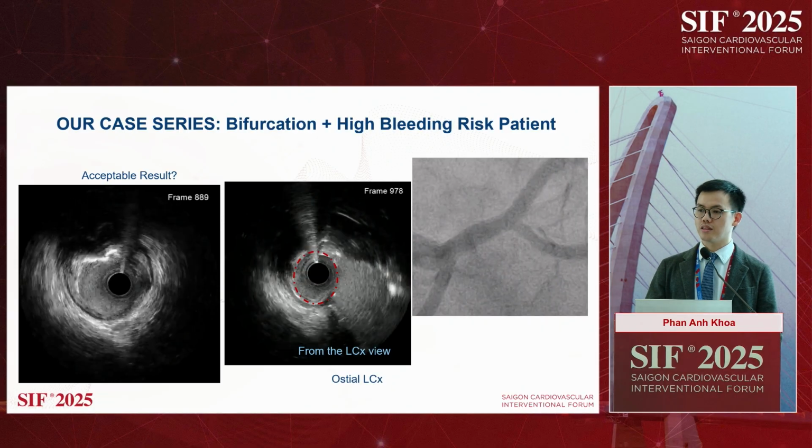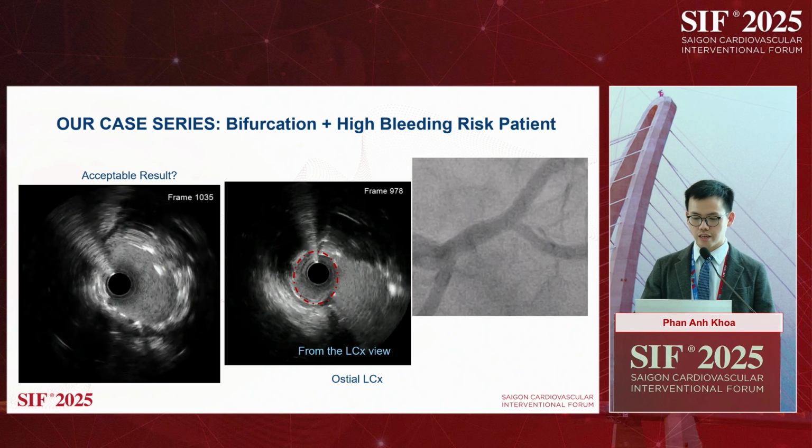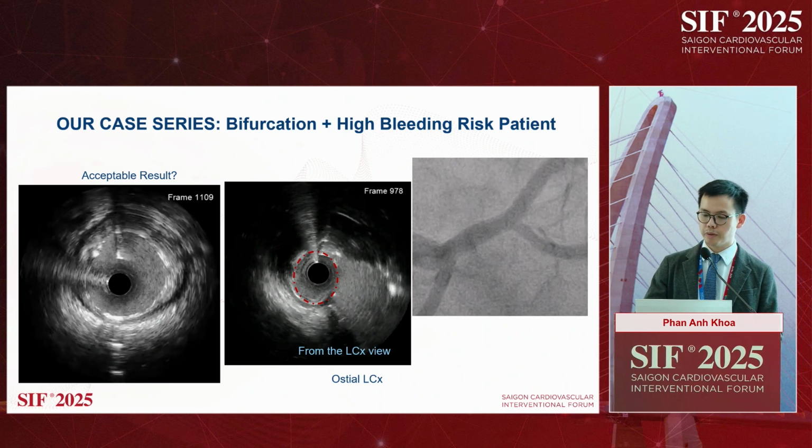We have to make sure that the bifurcation angle has good enough expansion. And after that, we check the IVUS again. I have a good, nice picture.